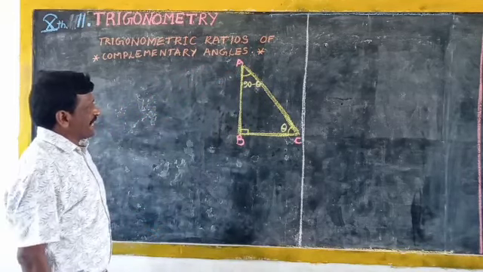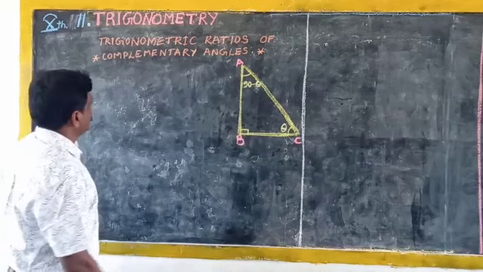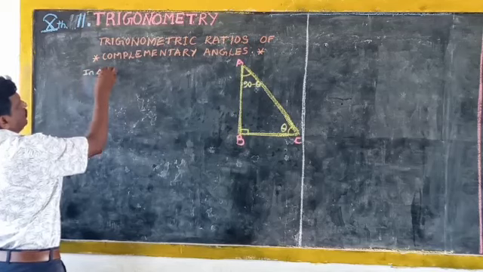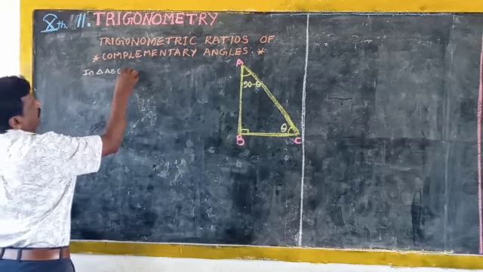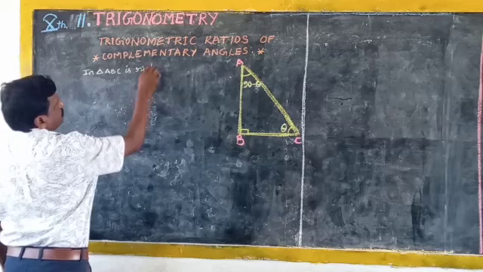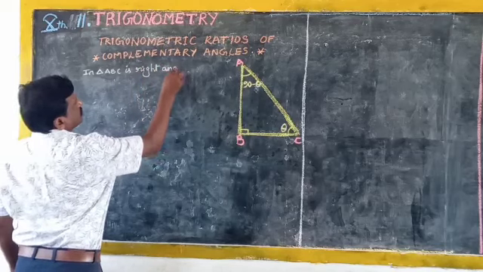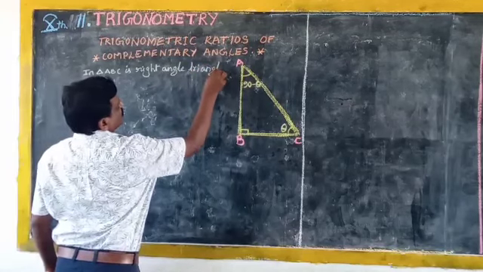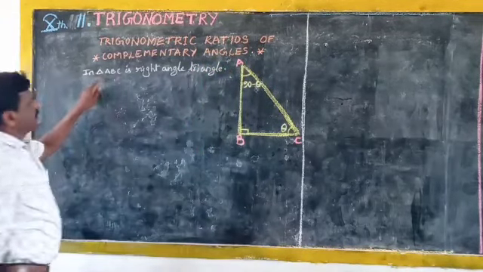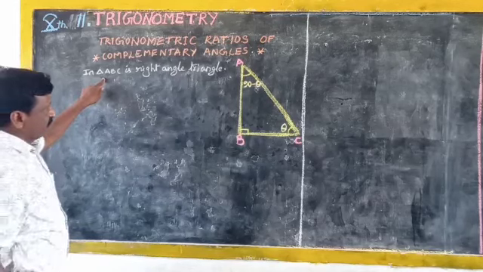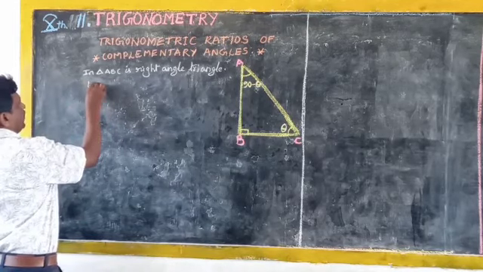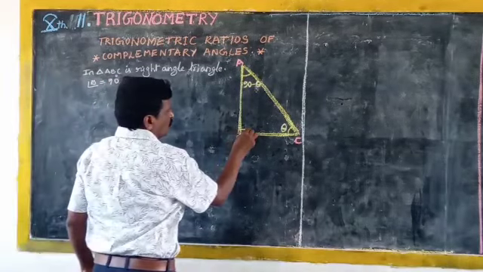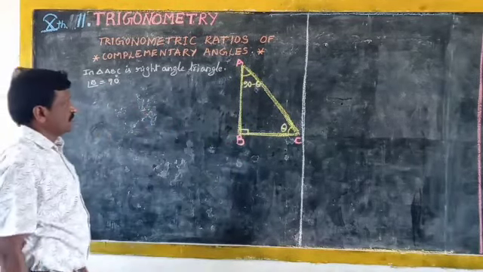This is a right angle triangle. Triangle ABC is a right angle triangle. Angle B is equal to 90 degrees.